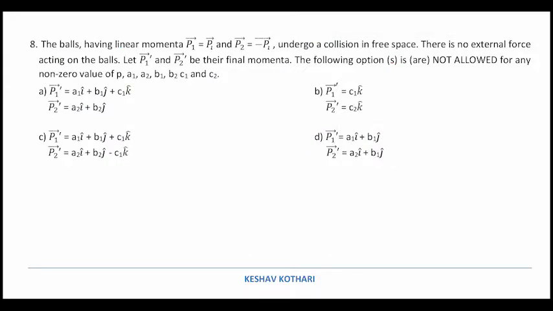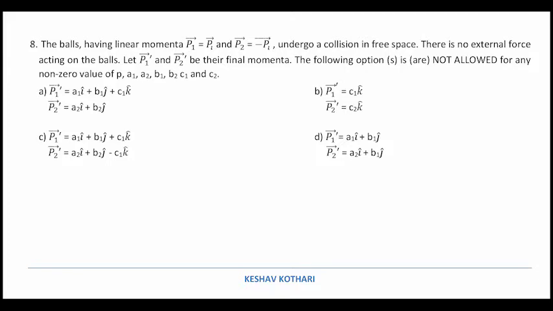The balls having linear momenta p1 vector equal to p i cap and p2 equal to minus p i cap vector undergo a collision in free space. There is no external force acting on the balls. Let p1 dash vector and p2 dash vector be their final momenta. Which of the following options is or are not allowed for any non-zero value of p, a1, a2, b1, b2, c1, c2?